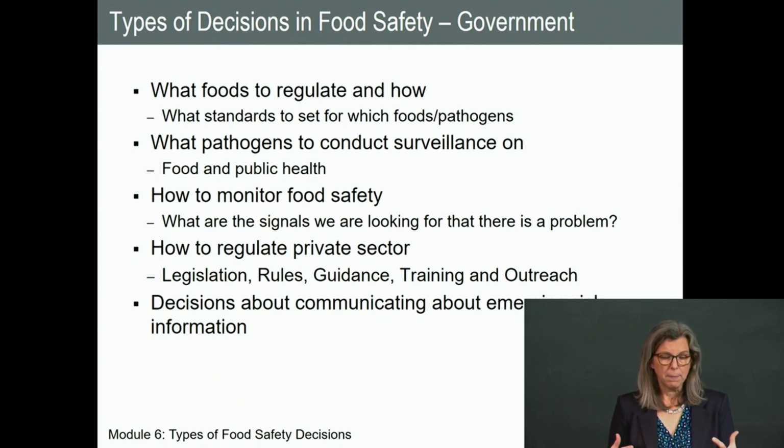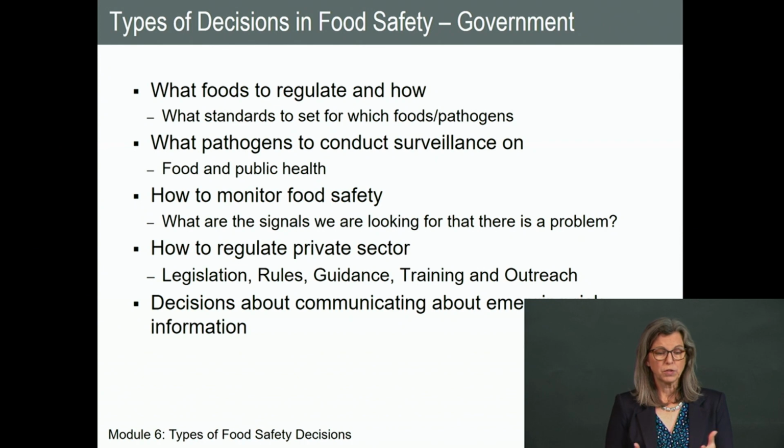I wanted to mention, this list is not comprehensive. This is meant to really give you a sense of all the different kinds of decisions that might be happening in the food safety system. So I don't want you to think that this is everything, but hopefully this will give you a good sense of the wide variety of different types of decisions that the government decision makers might need to address. So I'm just going to walk through this list, and then I have a couple of pictures in the next slide.